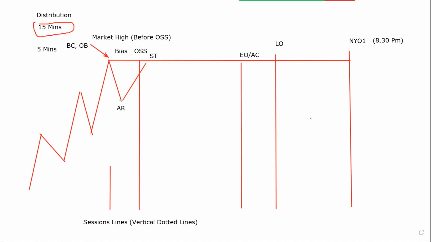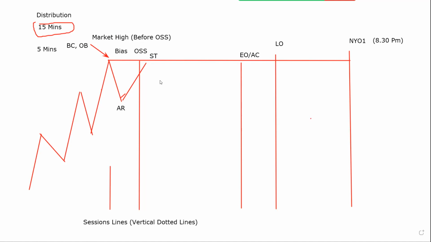Otherwise, what would the market do sometimes? It will go up a little bit and then keep on going down. So this is not AR actually. Okay, got it? You have to see the market approaching near this BC and OB level. Yeah, now it can do two things.